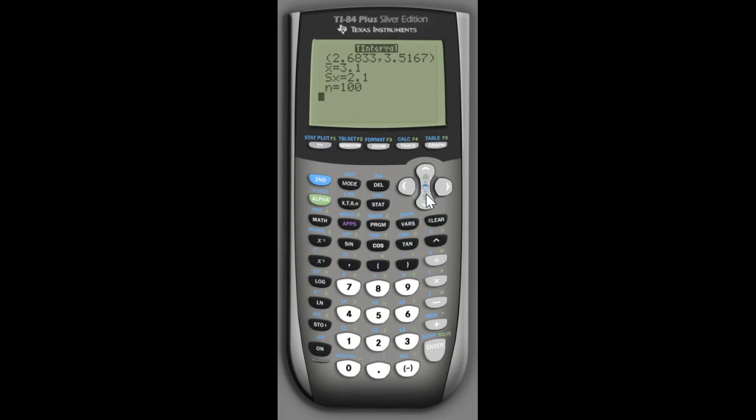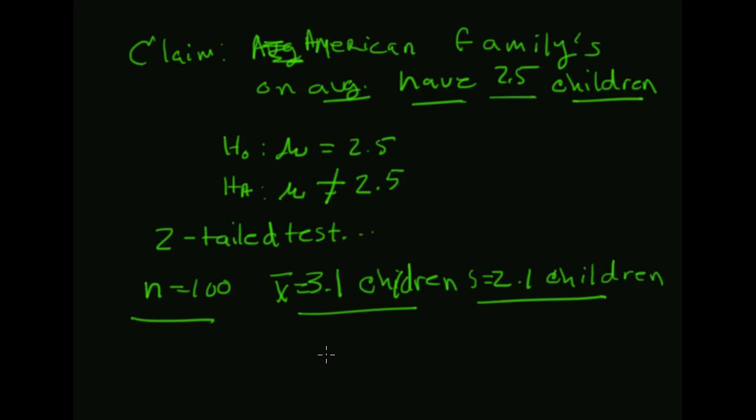And this is my confidence interval. So I am 95% confident that the mean of the population has to be between 2.68 and 3.52. What is not on that interval of 2.68 and 3.52 is 2.5. So let's finish out our hypothesis test here. The t-interval that I got from this sample was that the mean had to be between 2.68 and 3.52.